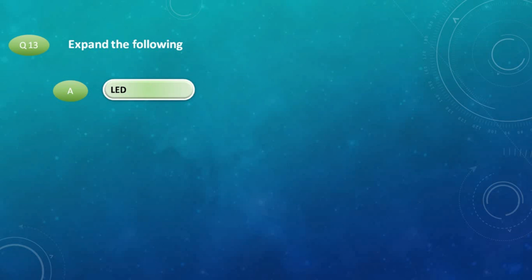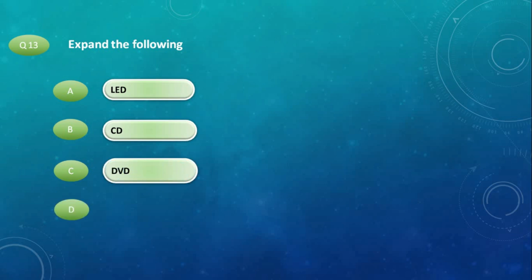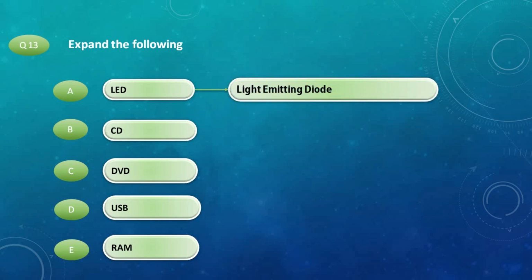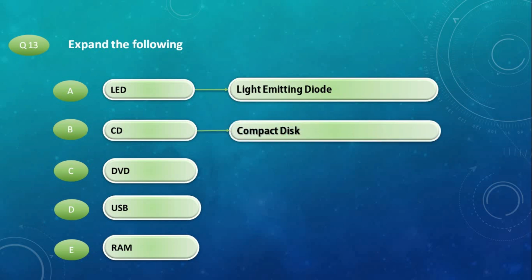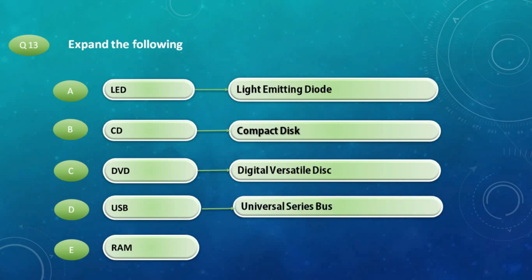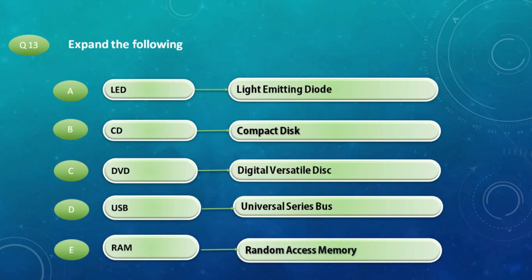Next expansions, LED, CD, DVD, USB, RAM. LED for light emitting diode. CD, compact disc. DVD, digital versatile disc. USB, universal serial bus. RAM, random access memory.